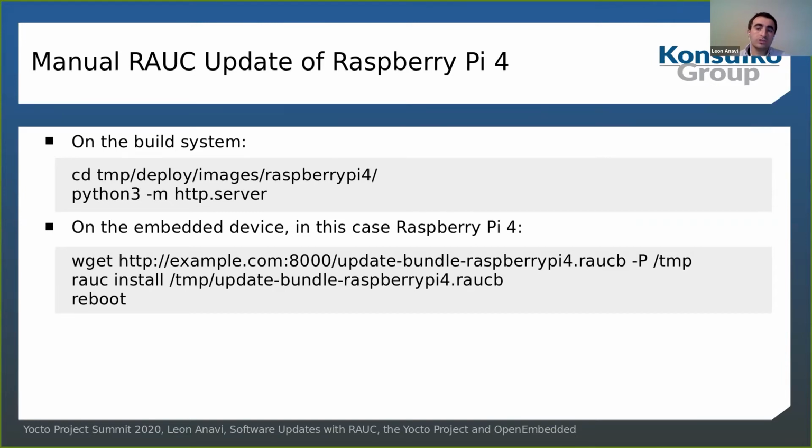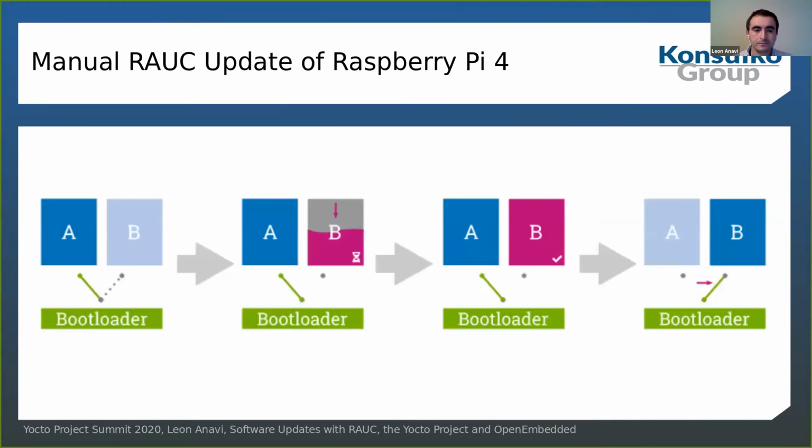Just to note, using the same procedure and the same bundle that we have generated on the previous slide, I can put the bundle file on a USB stick, plug it into a Raspberry Pi, and do the same thing. This is a manual installation of the bundle using the rauc install command.